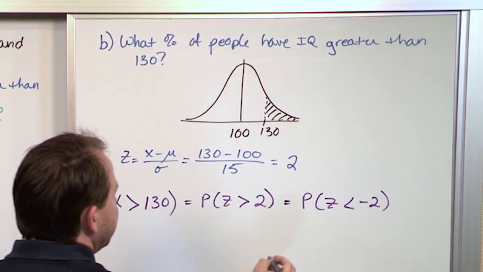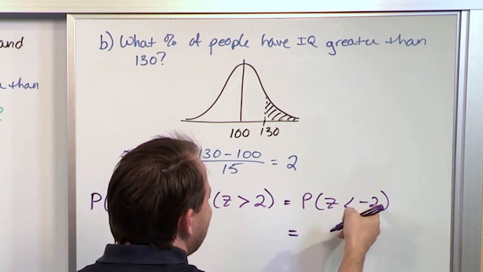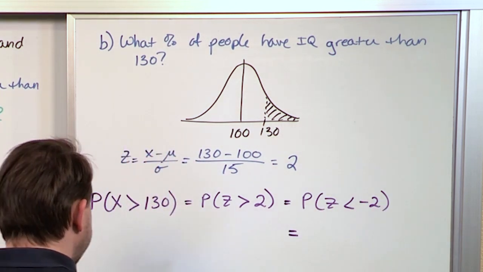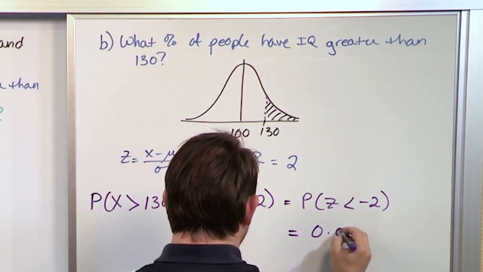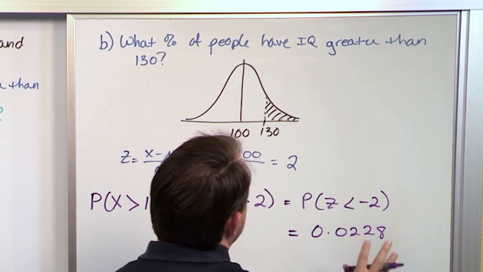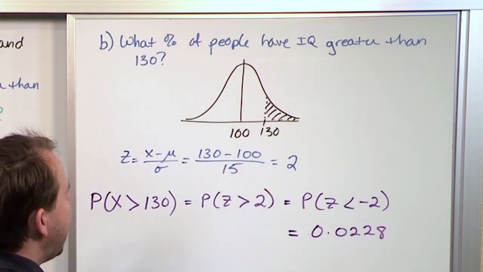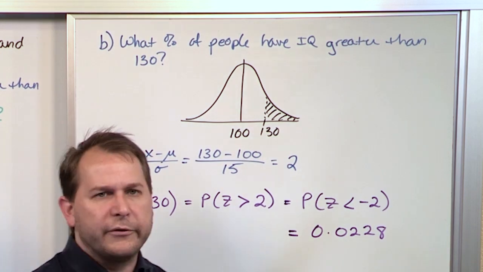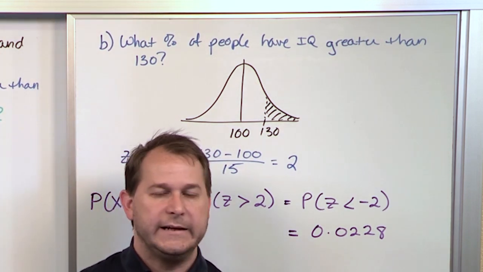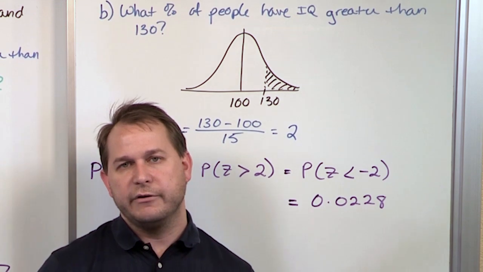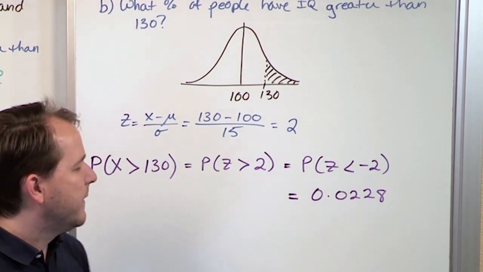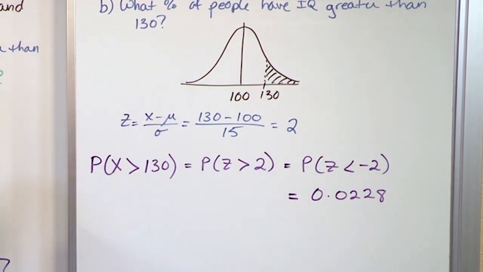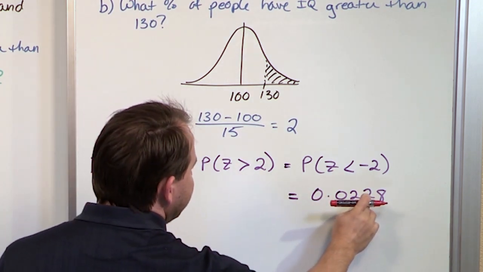So whenever you do this, when you look negative 2 up in that table, and you look at the answer, you get 0.0228. So this is what we would circle if I asked you, pull a person at random, what is the probability that their IQ is greater than 130? This is a probability, but that's not what we're asked. We're asked for a percentage. So just multiply by 100, move the decimal spot 2 times.